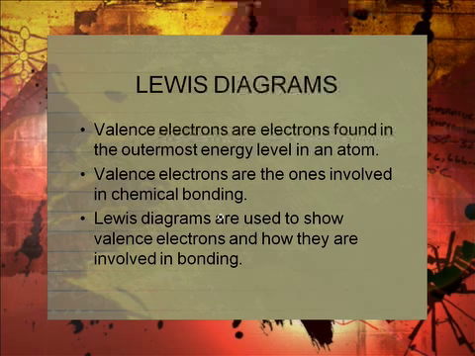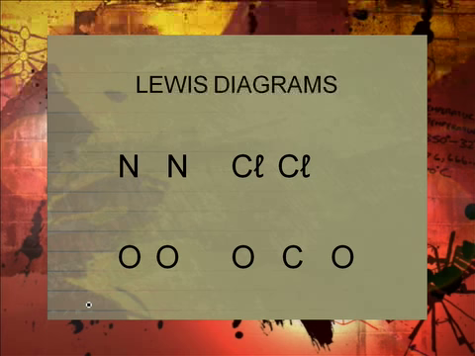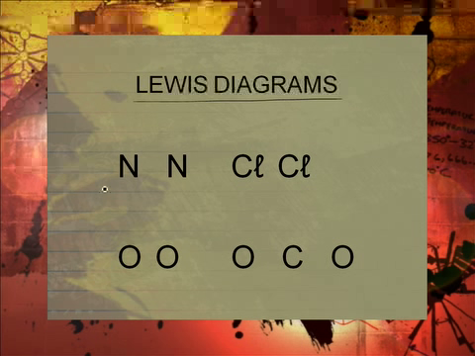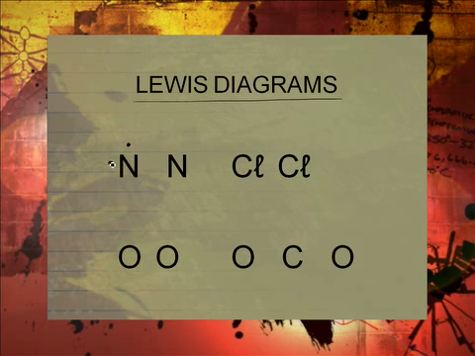Now, Lewis diagrams are used to show valence electrons and how they are involved in bonding. Now, let's have a look at this. Lewis diagrams, how do we do them? If you look at nitrogen, for example, nitrogen is element number 7, and it is in group 5. And because it is in group 5, it means it will have 5 valence electrons. So this is how you will do it for nitrogen, your Lewis diagram.